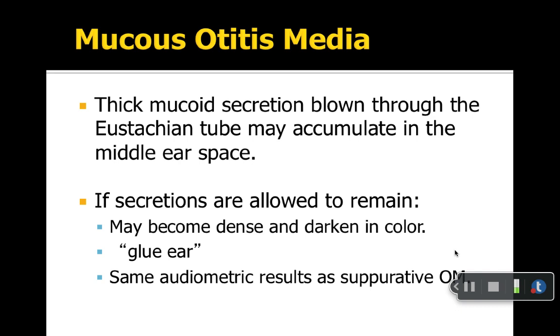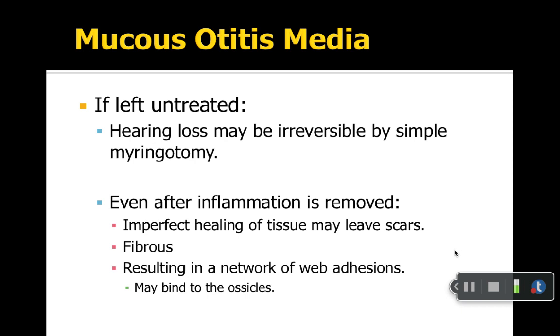Another type of otitis media is mucus secretion flowing through the Eustachian tube into the middle ear space. If it's allowed to remain there, so if you get mucus in your middle ear, it's called glue ear. That's an old-fashioned term for an ear infection. If left untreated, it could really affect the bones and the muscles of the middle ear. So it has to be removed. If you can't get it out with antibiotics, if that doesn't treat it, they can suction it out.